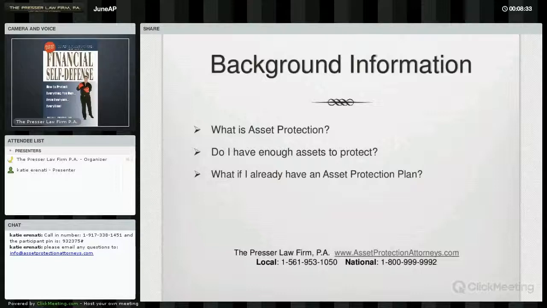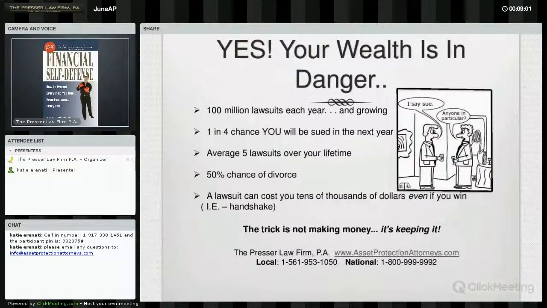And a lot of people say, well, what if I already have an asset protection plan? If you already have an asset protection plan, I think that's great, but have it checked out. Laws change every single year. A lot of people think they have a great asset protection plan, but they really just have a great estate plan, and there's a big difference between the two. Estate planning deals with when you pass away, where do you want your assets to go? Asset protection deals with while you're alive, how do you protect them? So if you have a plan, great, but definitely have it checked out.